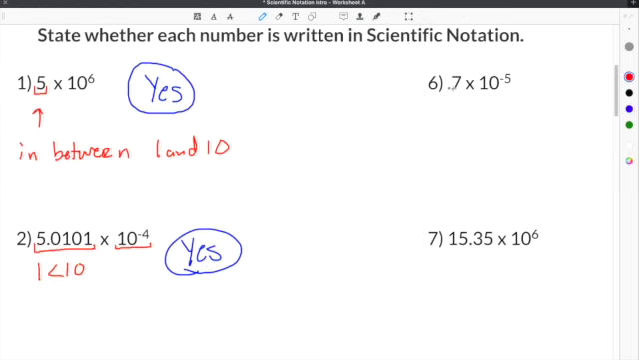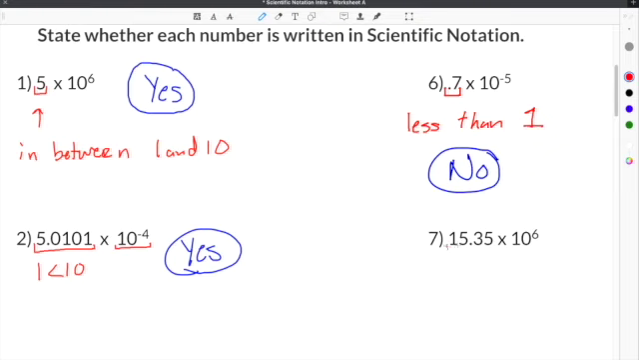Number 6 gives us 0.7 times 10 to the negative 5th. Now this 0.7 is less than 1. So this is smaller than the number 1, so it's less than 1. That means that the base is not correctly written in scientific notation, so this is not in scientific notation.